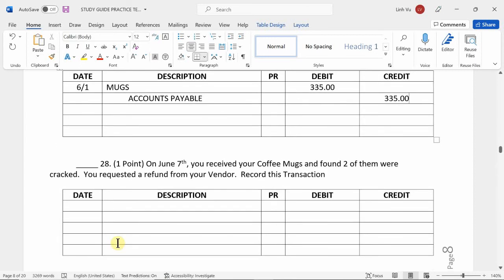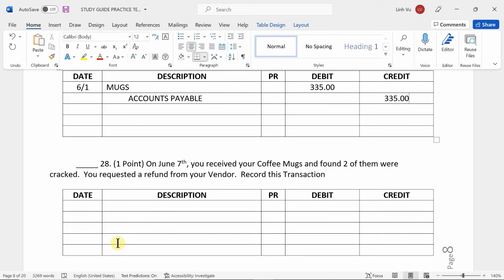Number 28, on June 7th, you received your coffee mugs and found two of them were cracked, and of course, you requested a refund from your vendor. So record this transaction. Well, I cannot read today. All right, so there you go.